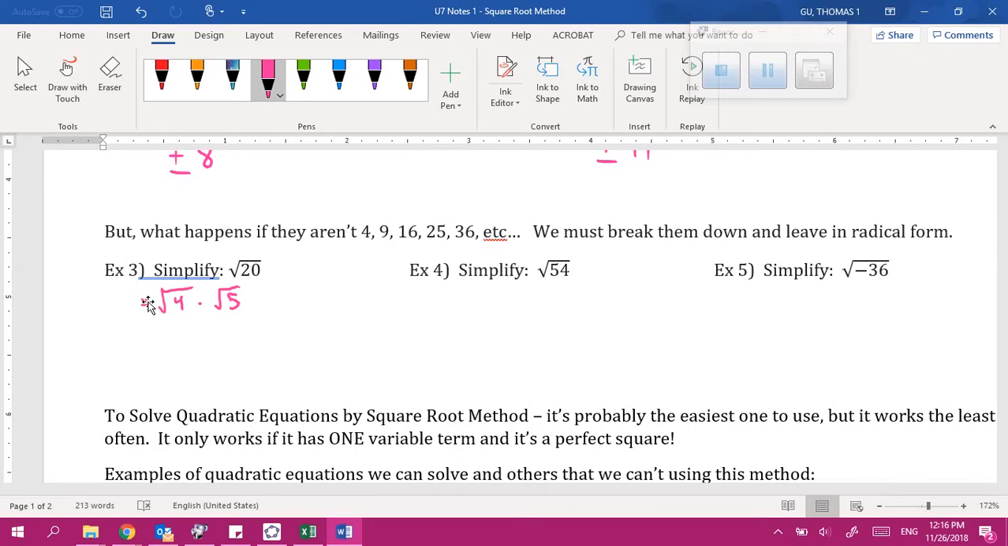That's very useful because what is the square root of 4? The square root of 4 is 2, but remember it's not just positive 2. It's plus or minus 2, and then we just keep the square root of 5 because we can't actually simplify that. So my answer here would be plus or minus 2 square roots of 5.